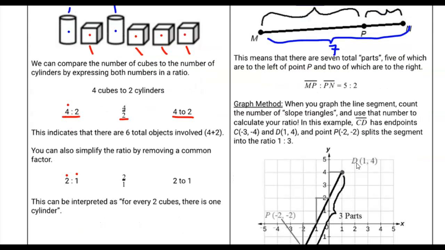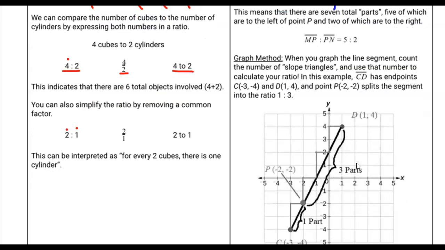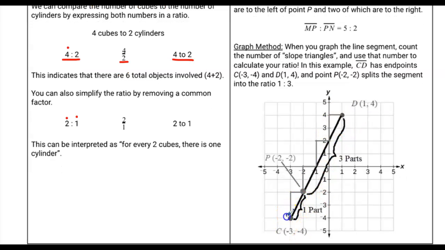The graph method for finding out the point that partitions a line segment is actually fairly straightforward. When you graph a line segment, you can tell that it's got several slopes between each of the individual endpoints. Like from here, point C, to here, point D, there are actually 4 different slopes. We go up and over, 2 over 1 once, then 2 over 1 twice, 2 over 1 3 times, 2 over 1 4 times. We've done it 4 times, which means there's 1, 2, 3, 4 parts.